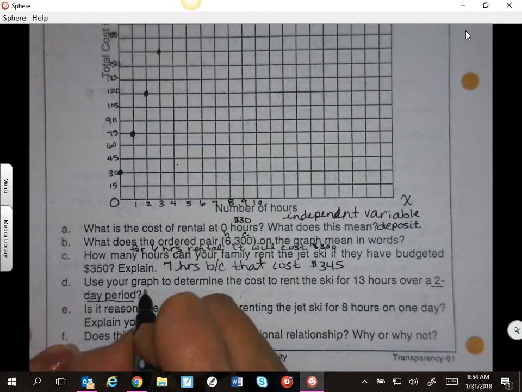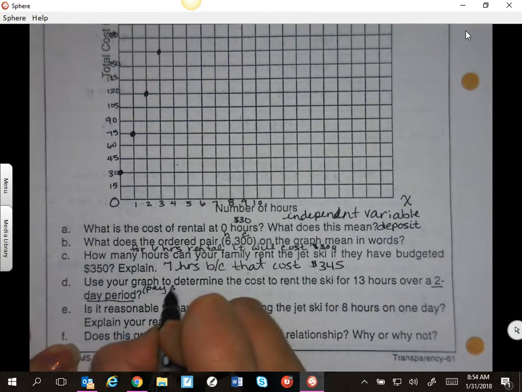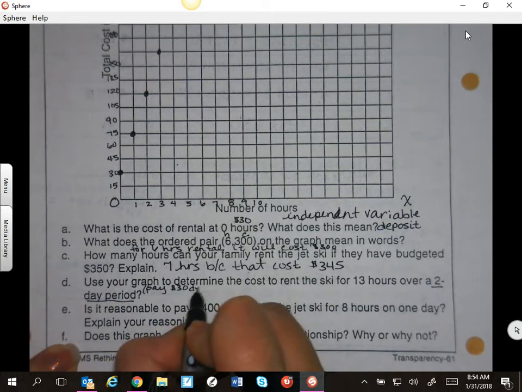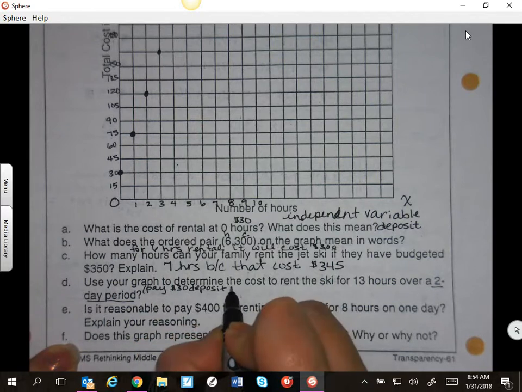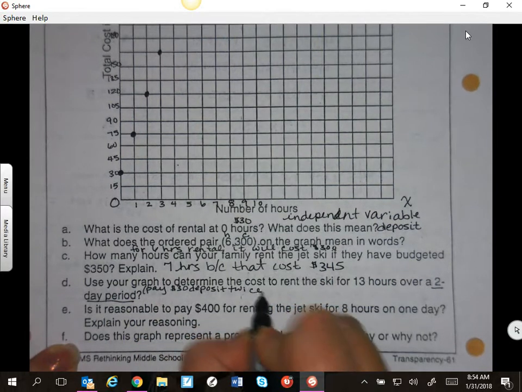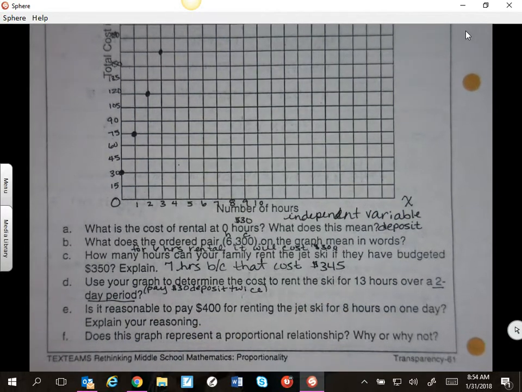Determine the cost for 13 hours over a 2-day period. Now, the graph is not going to help us with this piece. It says to use the graph, and if you think about it, over 2 days, this means that we are going to have to pay that $30 deposit twice, because it's $30 deposit each day.